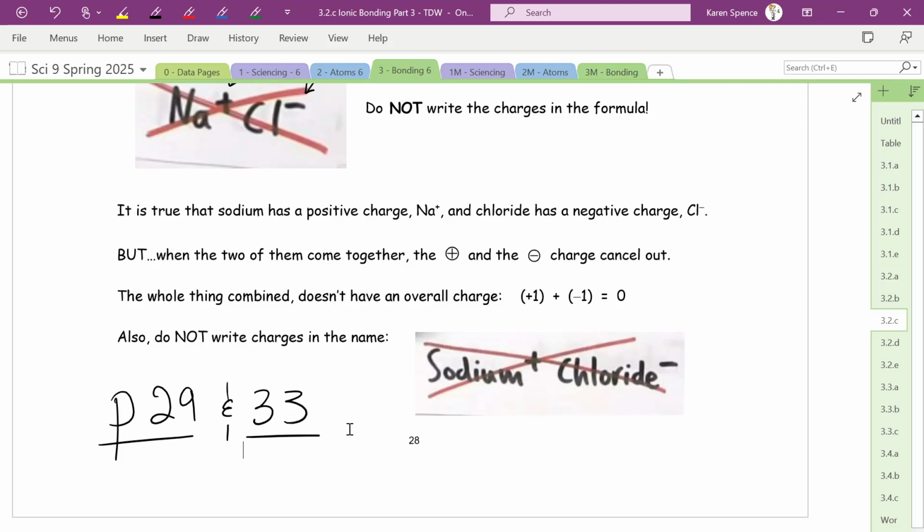This next one is the sulfur. Okay. Iron. Symbol there.